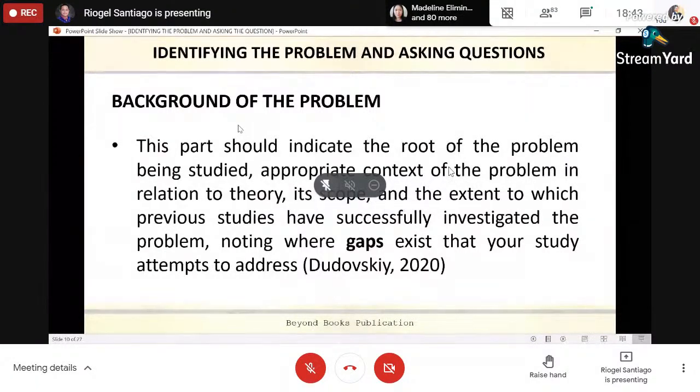Now, hindi magiging ganun kalalim, hindi magiging ganun ka-supplemental yung study mo pag hindi mo siya naibaba sa gap. Pag hindi mo na i-connect or na ipakita kung ano yung current situation na nangyayari, no, within the level. Eh, sabi nga natin, ba't mo pa ginagawa yung research paper na yan, di ba? Kung hindi naman siya maibababa doon sa level ng ginagalawan mo po. So that's according to Dodowski 2020.